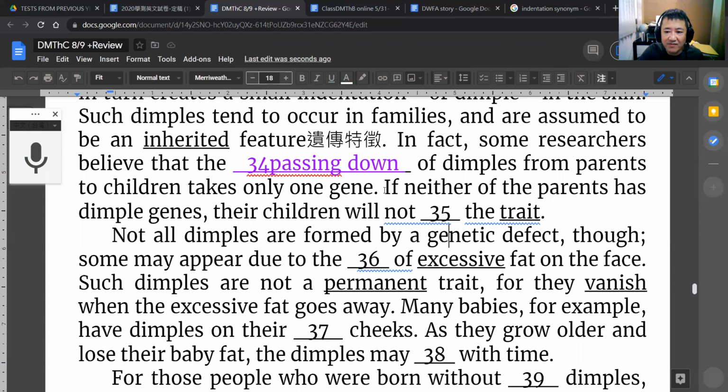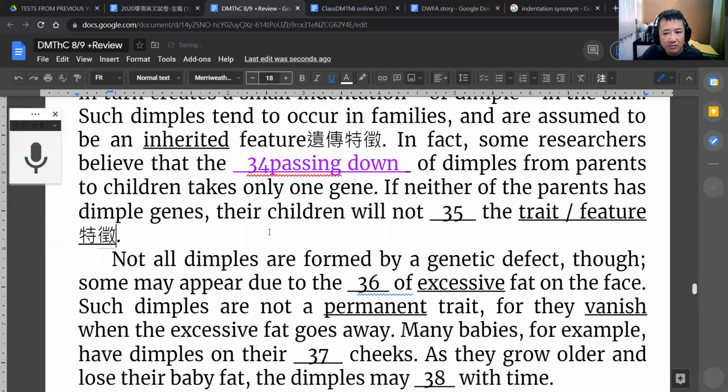Takes only one gene. If neither of the parents has dimple genes, that means if your father doesn't have dimple genes and your mother doesn't have dimple genes, their children will not show the 特征. Feature is just trait is just feature. It's just 特征一样哈, same 特征. So if your parents don't have the genes, you will not show this 特征.